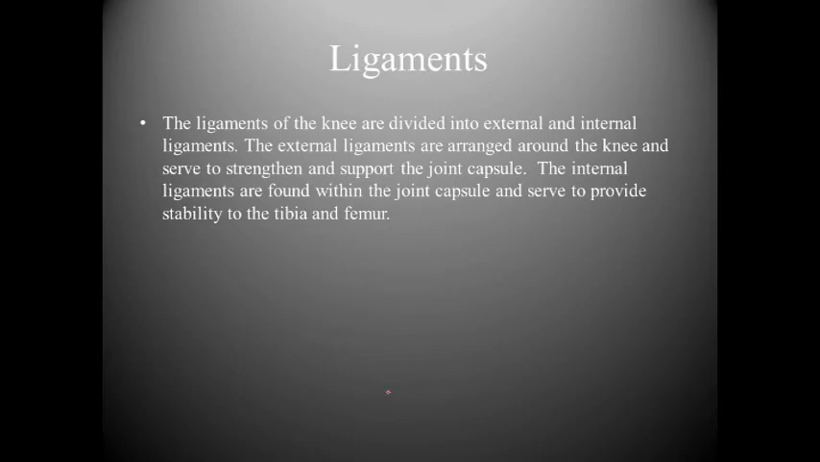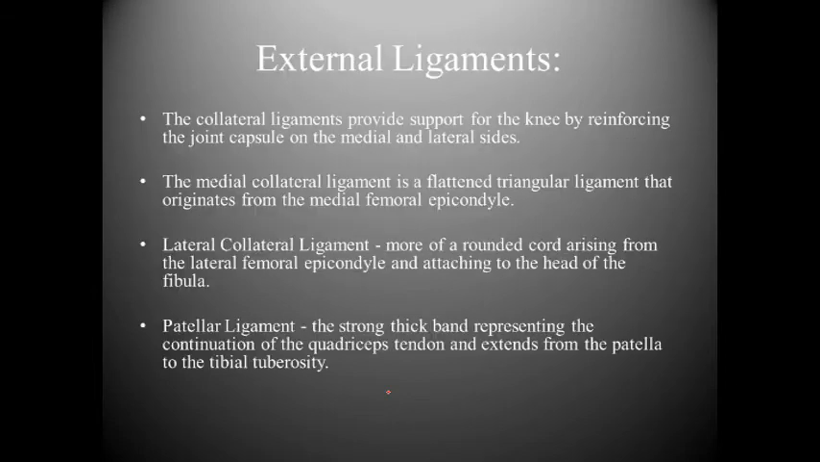So that brings us to the ligaments. The ligaments of the knee are divided into external and internal ligaments. The external ligaments are arranged around the knee and serve to strengthen and support the joint capsule. The internal ligaments are found within the joint capsule and serve to provide stability to the tibia and the femur. So each of these ligaments is very important.